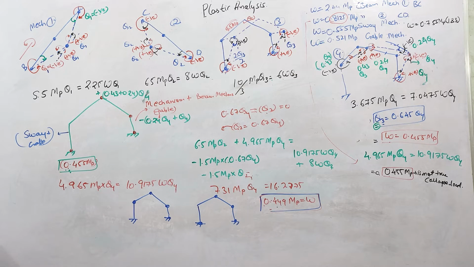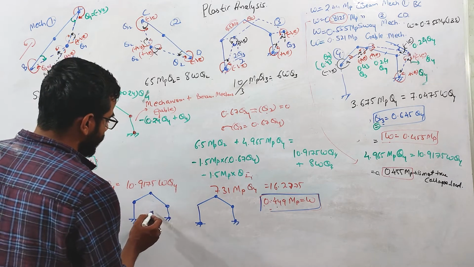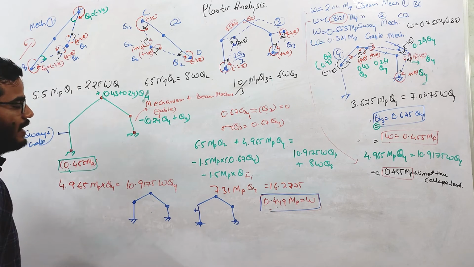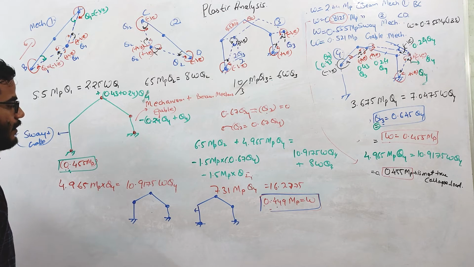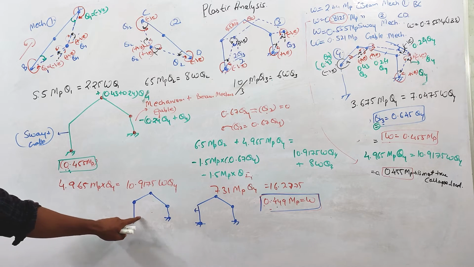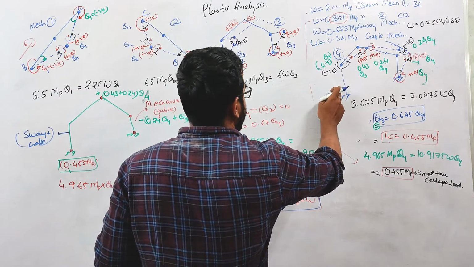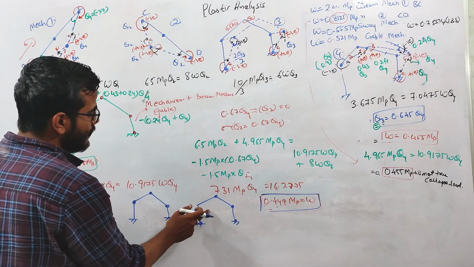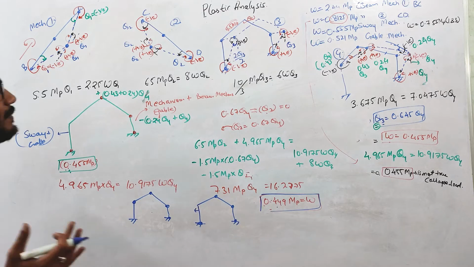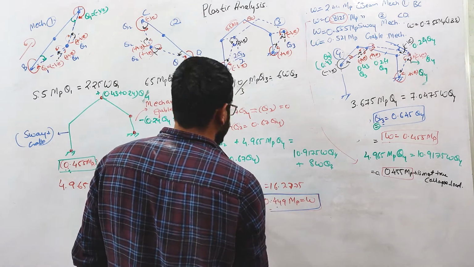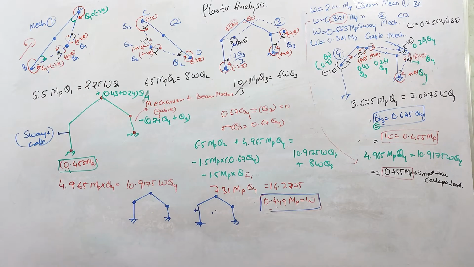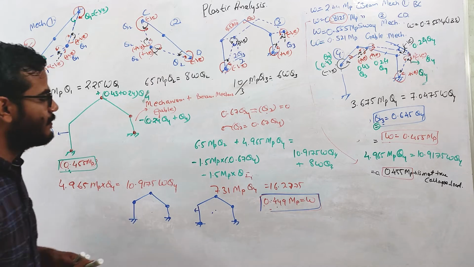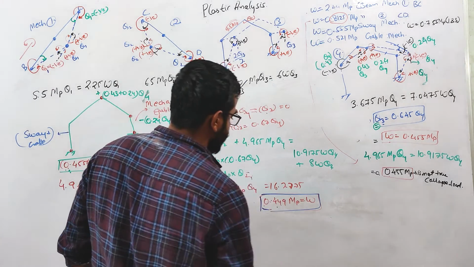Instead of this, I can take this also as an independent mechanism. There is no problem in that. I hope you understand this point. Initially we used this as an independent mechanism, but you can use this also as an independent mechanism. Instead of this, you can calculate the collapse load for this also. Then you can combine this with this and get the critical value. So I hope now you are getting this value, 0.449 MP equals W, right?